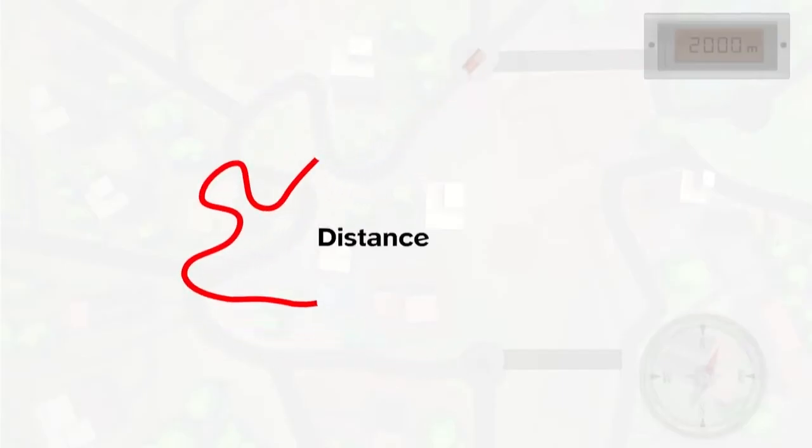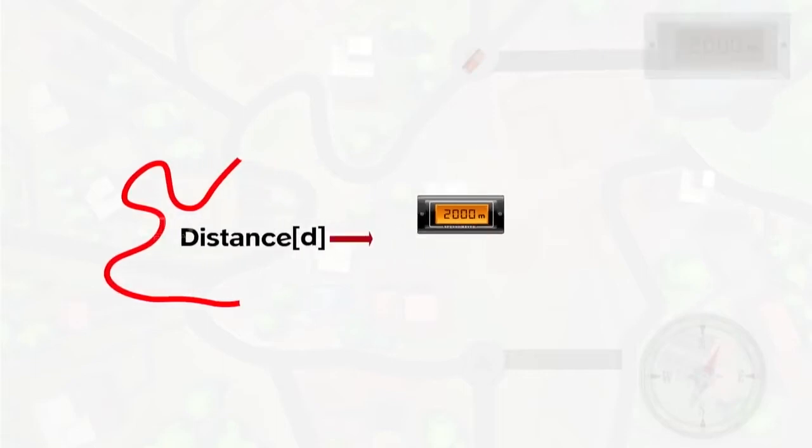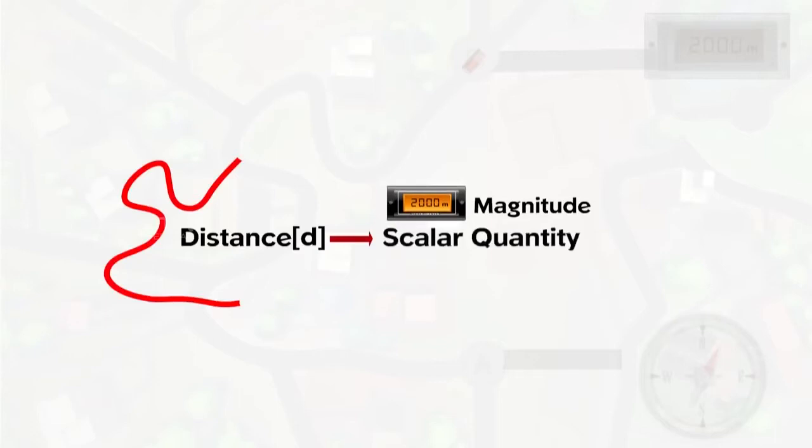The length of the path covered is called distance d travelled. Here the moving body has only magnitude, no direction, and hence distance is a scalar quantity.